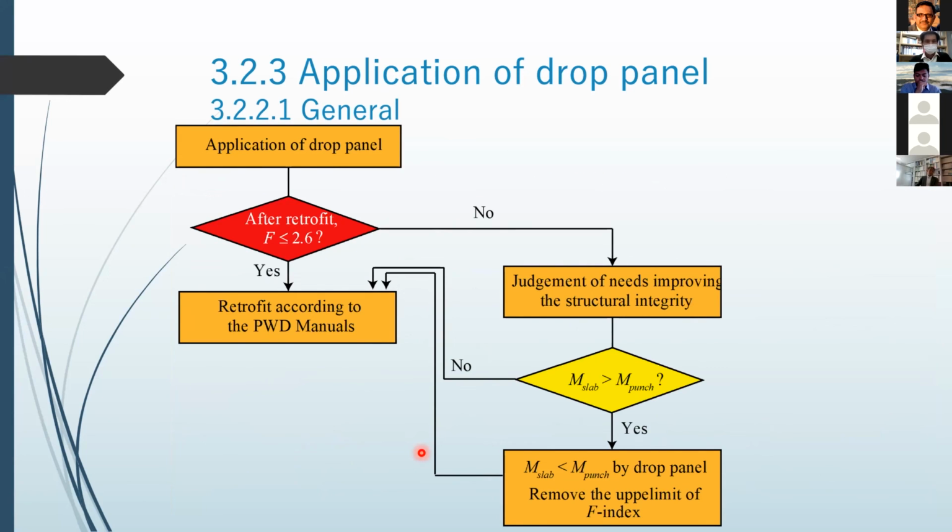So this is a flowchart for the drop panel. First, we decide the application of the drop panel and check the upper limit of the F index. And if the F index is larger than 2.6, we have to check the failure mode. And if punching shear is expected, we install a drop panel to prevent punching shear, and just remove the upper limit of the F index. The contribution of the column retrofitted by the drop panel cannot be considered. So just remove the upper limit of the F index and go to the general flow. Retrofit according to the PWD manual.